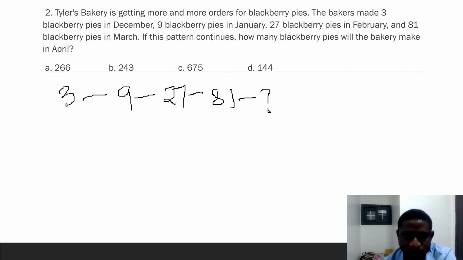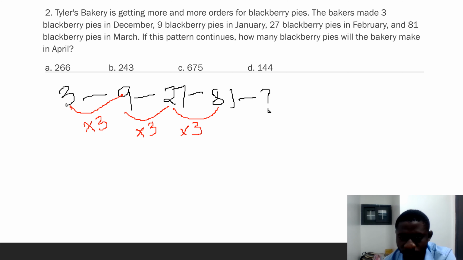So now, let's see. From 3 to 9, what are you seeing? I'm seeing times 3. From 9 to 27, I'm equally seeing times 3. From 27 to 81 is equally times 3. Now from this, we are able to establish the fact that whenever you're moving from one number to the other number, that is what? Times 3. Therefore, we can say that when you're moving from 81 to the next number, that will be in the following month, April, it is likely to be what? 81 times 3.